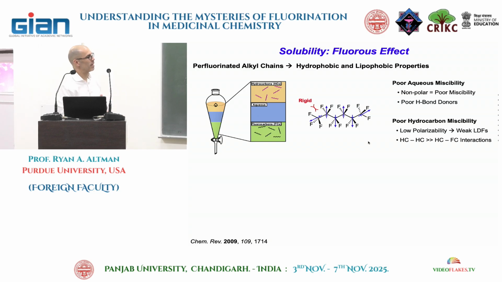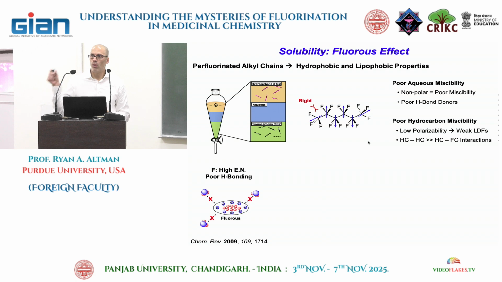The representative example we're looking at is here. It's an octane per fluorooctane. The properties we're going to talk about are true for many different types of fluorinated compounds. Oh, sorry, that's a hexane. My bad. So it's a fluorinated hexane. So the fluorocarbons have terrible water solubility.